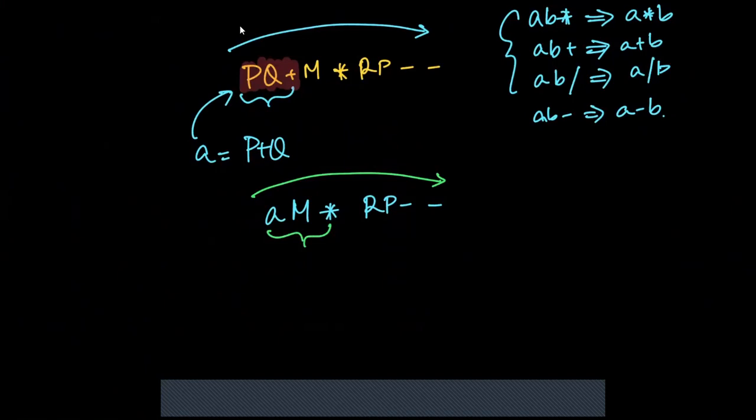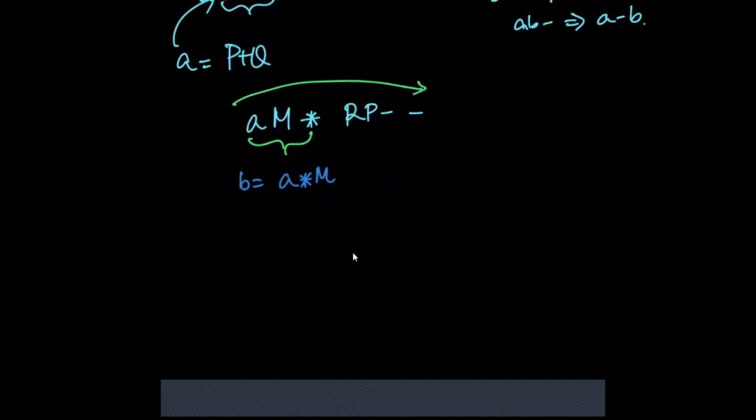A M star. So what we do is we again use substitution. Let B be A times M, because this RPN form can be written to the infix form in this manner. Once that is done, we again substitute the values. B, R, P, minus, minus.